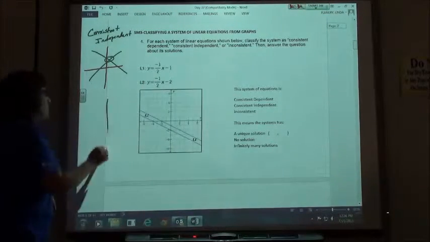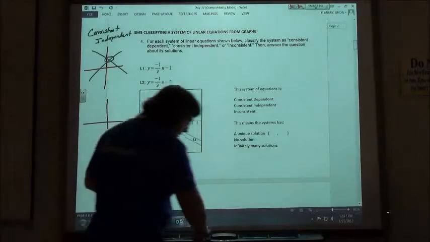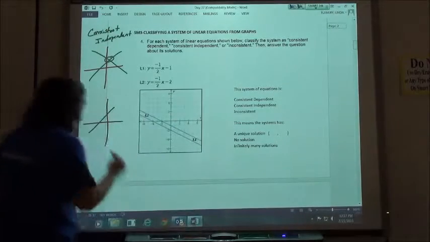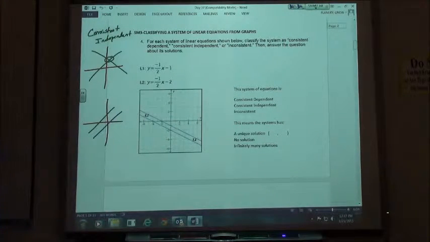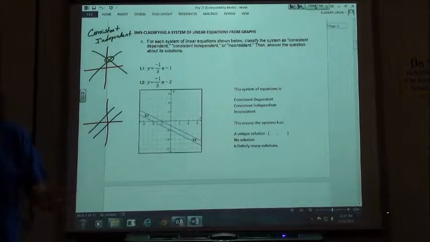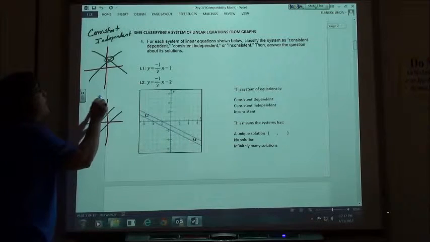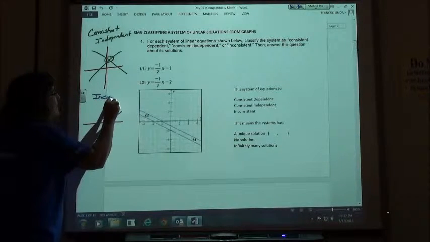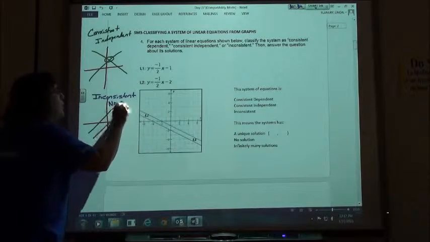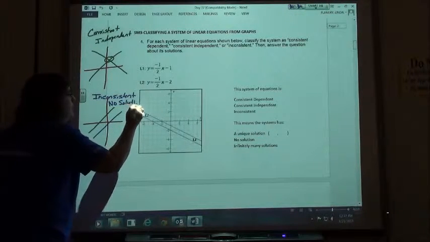The next probably most common way of drawing 2 lines is when you have 2 lines that, if I could draw, were parallel to each other. If those 2 lines are parallel, they're never going to touch each other, so they're never going to have a solution that's common to both of them. Those are called inconsistent and will have no solution.